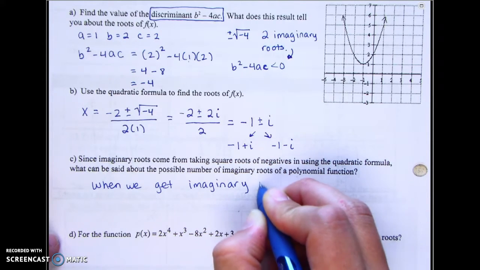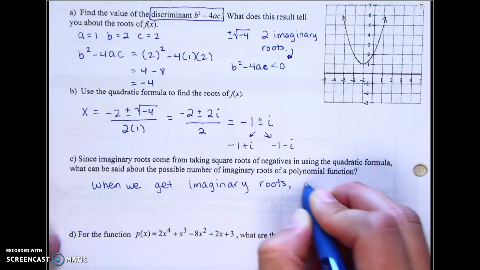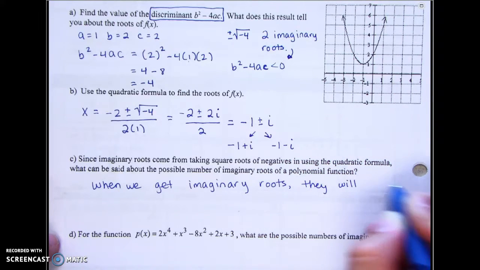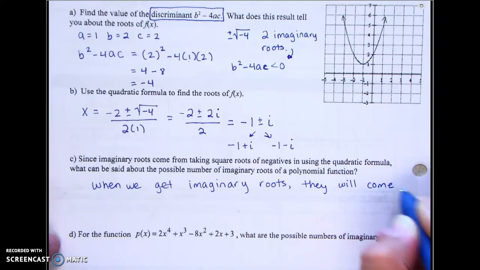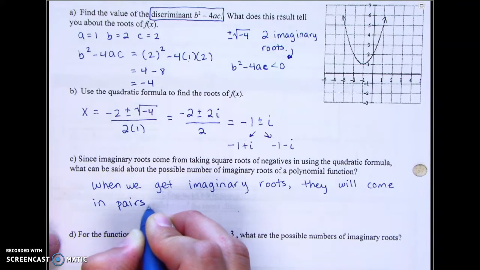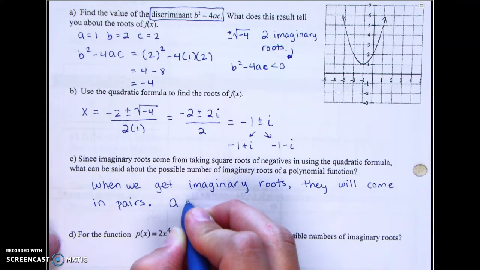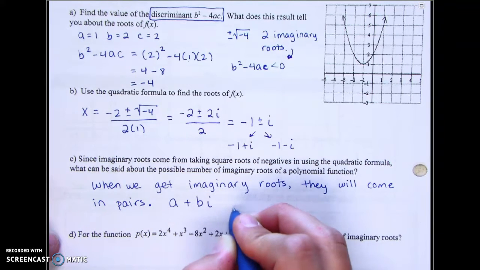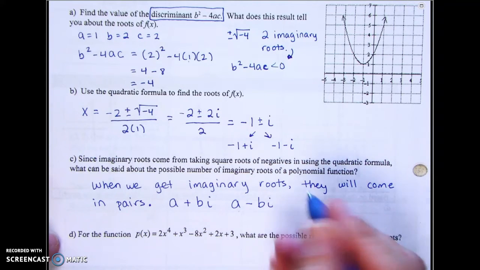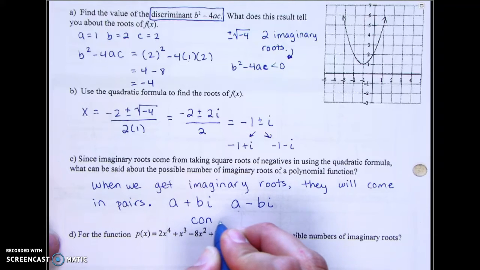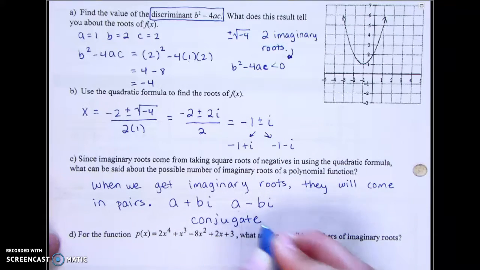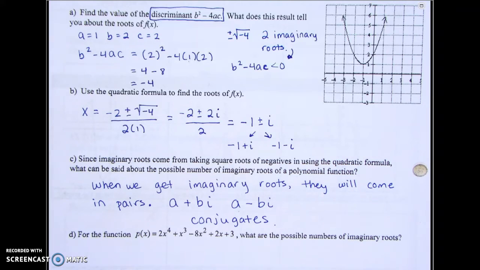Imaginary roots will come in pairs. And for every a plus bi, there will be an a minus bi. They're opposites, and the word for this is conjugates. Conjugate. Everyone say conjugates. Conjugate. Okay?